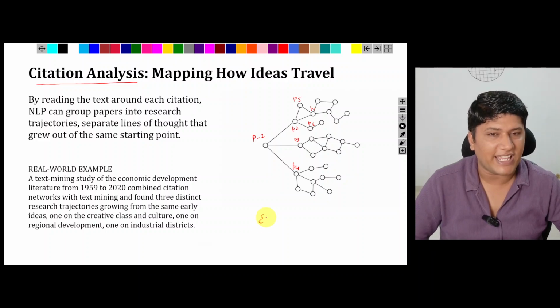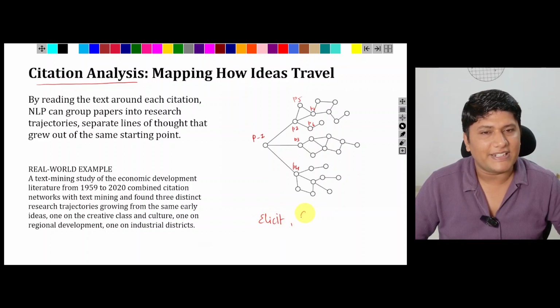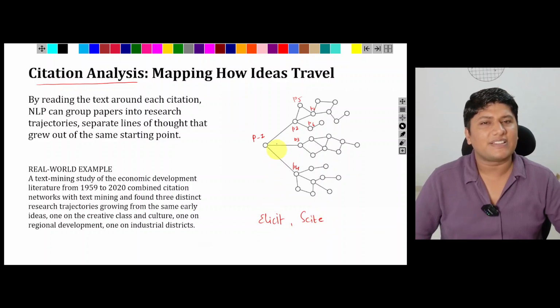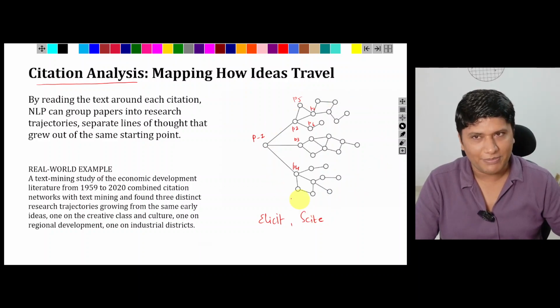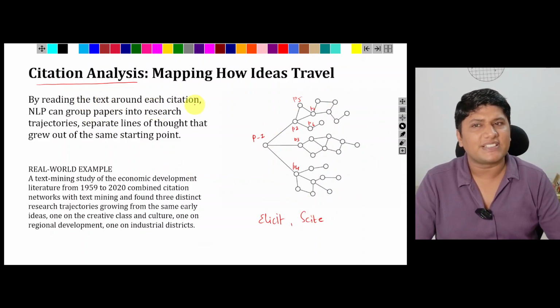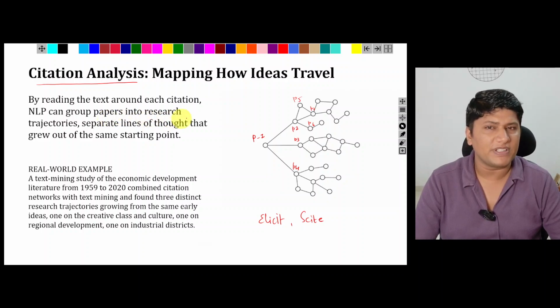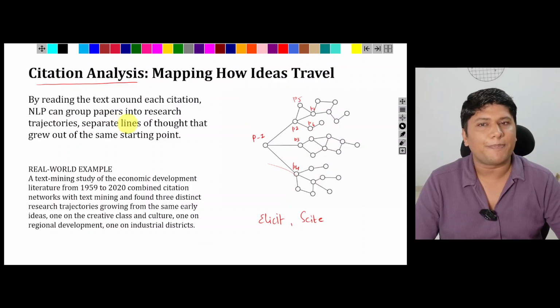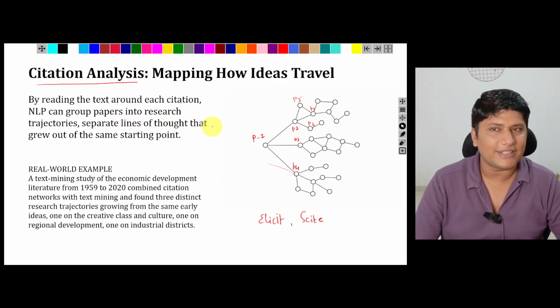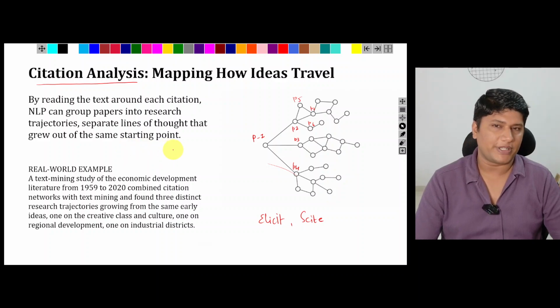There are many tools like Elicit and Cite where this citation graph would be made for us, and we will learn both of them. So by reading the text around each citation, NLP can group papers into research trajectories like this. This is called a trajectory. Separate lines of thought that grew out of the same starting point.